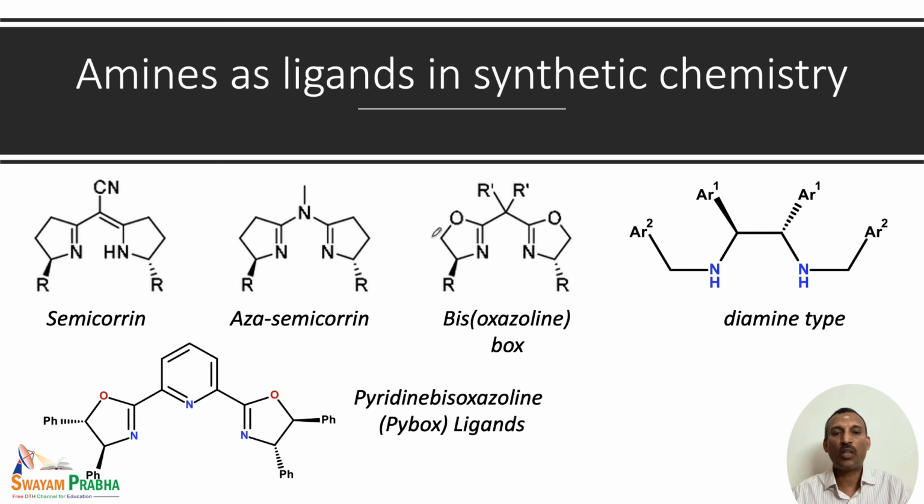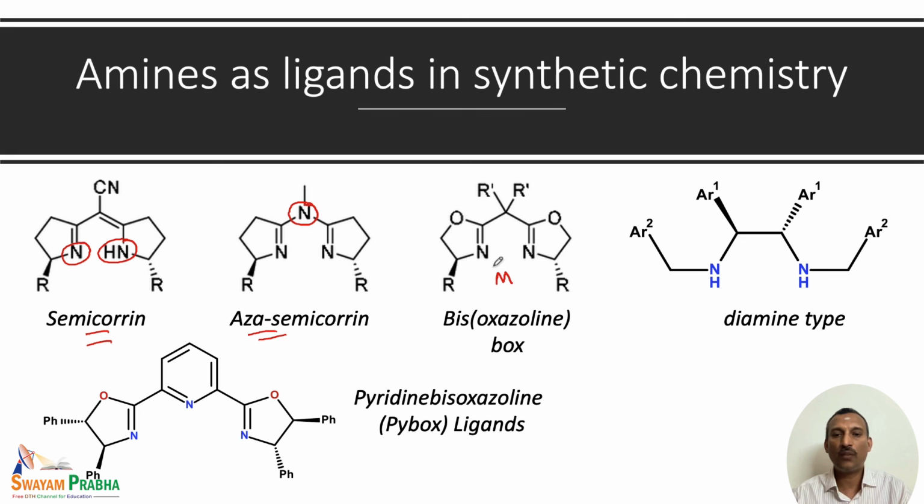And in organic chemistry also, we have various amines which are used as chiral catalysts. So, semicorrine type compounds, where we have two nitrogens, the amino units, are present here, and this is the imino nitrogen, this is the amino nitrogen. And there is also another, aza-semicorrine, where we have a central nitrogen atom, and bis-oxazoline is also another type of catalyst which is generally used in organic chemistry.